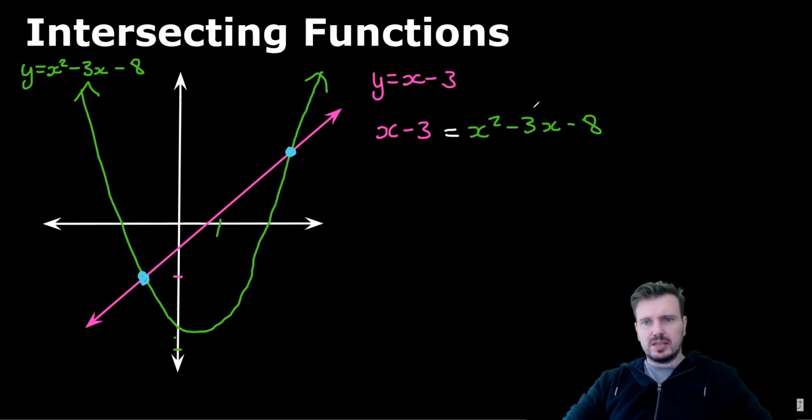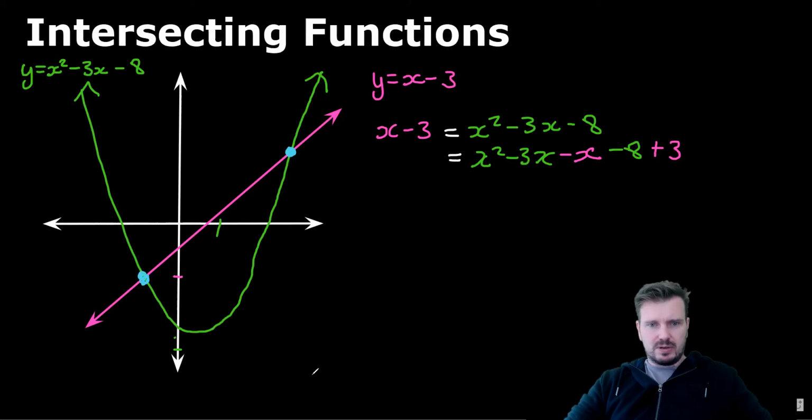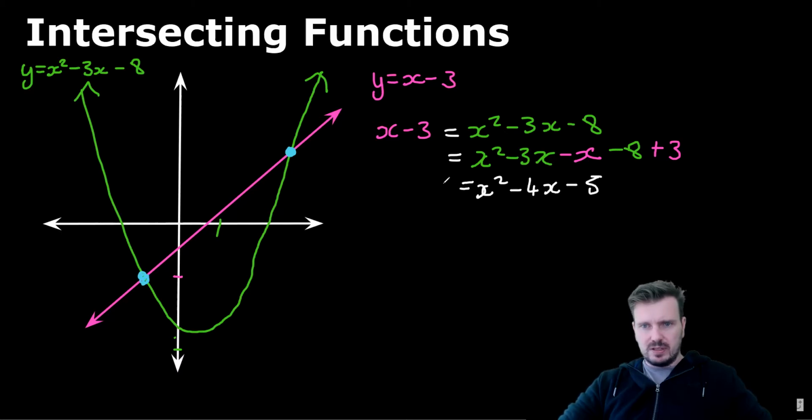So let's take the x across to this side. We'll have our x squared minus 3x, and then we'll take that x across, so it becomes minus x. Then we've got the minus 8, and then we'll take this 3 across, which becomes plus 3. And then we have our equation, which we can now solve: x squared minus 4x minus 5 equals 0.